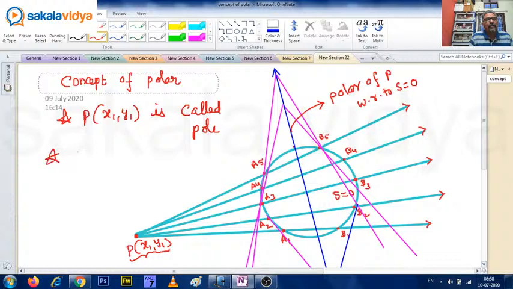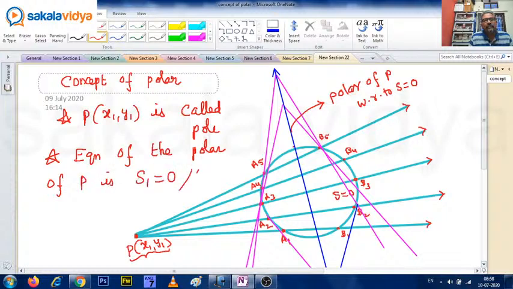Now equation of the polar of P is S1 is equal to 0. Chord of contact, equation of the tangent. What is the difference between the pole and polar? Pole is the point, polar is the line, equation of the line. So that is the difference between pole and polar. So this is the line which will be in the form of ax plus by plus c equals to 0. A linear equation in line.